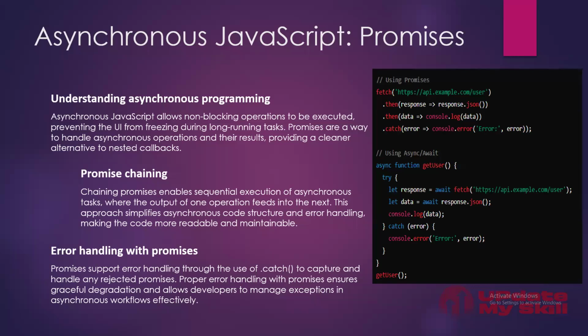So how to use a promise? I will explain the code. And error handling with promises. Promises support error handling through the use of .catch. This is like the try-catch block we have already covered in core Java, so the same thing applies here. So .catch is the method to capture and handle any rejected promises. Proper error handling with promises allows developers to manage exceptions in asynchronous workflows effectively.